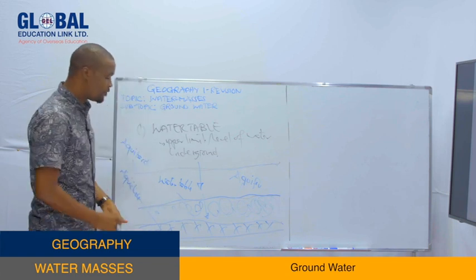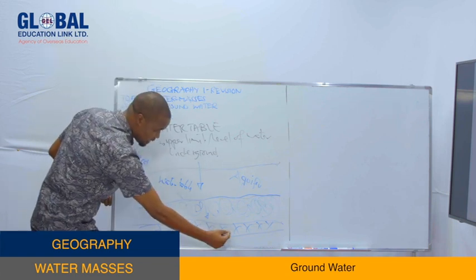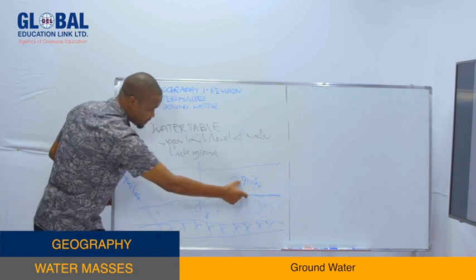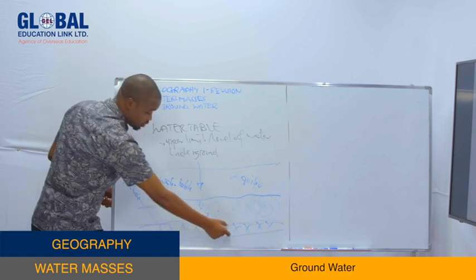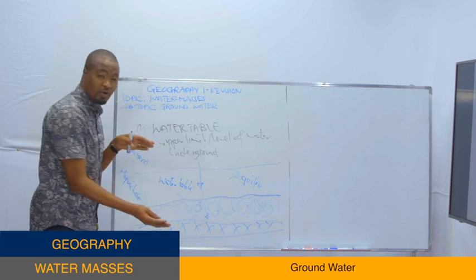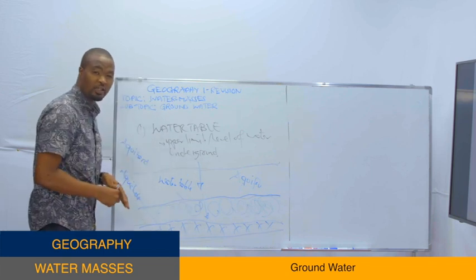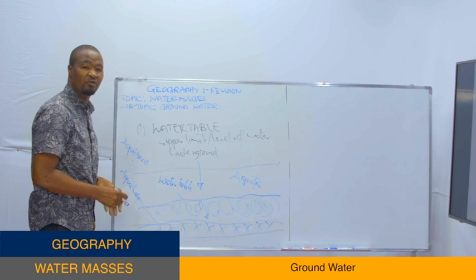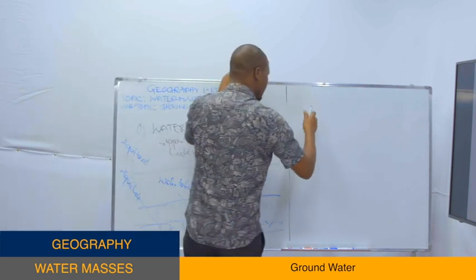But if you find the aquifer overlain by hard rock as well, the hard rock at the top, it means at the bottom there is hard rock and at the top there is hard rock. It means it is between two hard rocks. We call it the confined aquifer. So we have two types of aquifer.